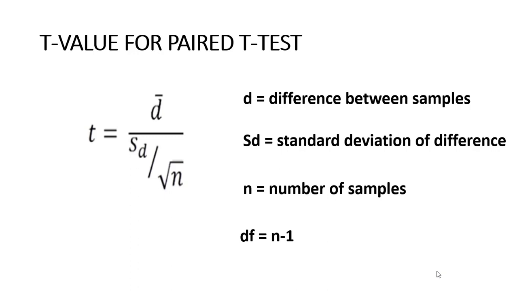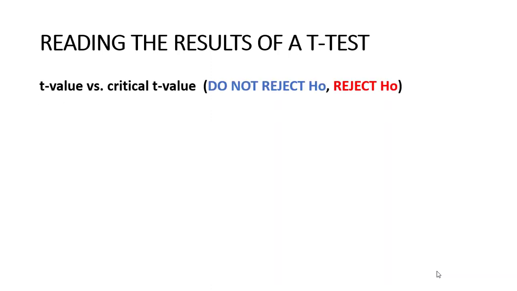We must keep in mind also that the degrees of freedom in this case is n minus 1. We also learned how to read the results of a t-test in general, and that includes the independent t-test and also the paired t-test. One way then is to compare the t-value that we get for our test and the critical t-value. And then this is going to define two areas. One area is going to be that do not reject the null hypothesis, and the other one is reject the null hypothesis. So depending on where the t-value is going to fall, we're going to reject or not reject the null hypothesis.